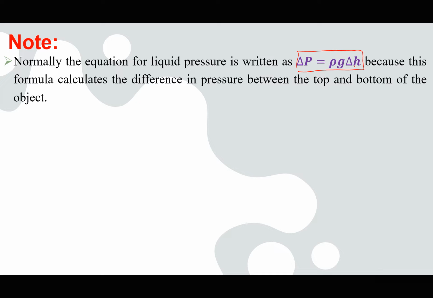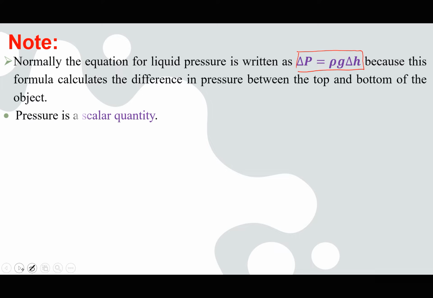You notice that h was the depth of the object in the liquid, but at the top of the object there is also atmospheric pressure, and at the bottom of the object there is atmospheric pressure plus the pressure due to that depth, which means what we have just obtained previously is a difference in the pressure between the top of the object and the bottom of the object.